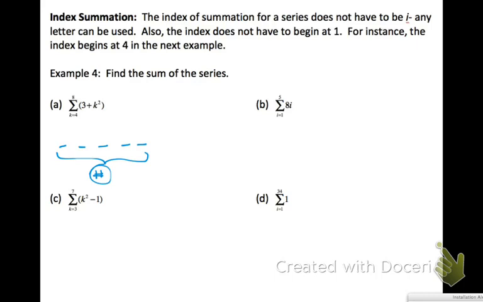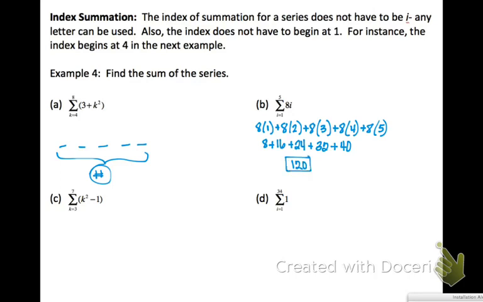8i from i equals 1 up to i equals 5. 8 times 1 plus 8 times 2 plus 8 times 3 plus 8 times 4 plus 8 times 5. Obviously, I cannot give you an infinite series to add up here. You'd be at this all day long. So I'm going to have 8 plus 16 plus 24 plus 32 plus 40. And I get, let's see, 40 plus 40 plus 40, 120 is what you get, I think, for that. And so you would work out all of these exactly the same way.